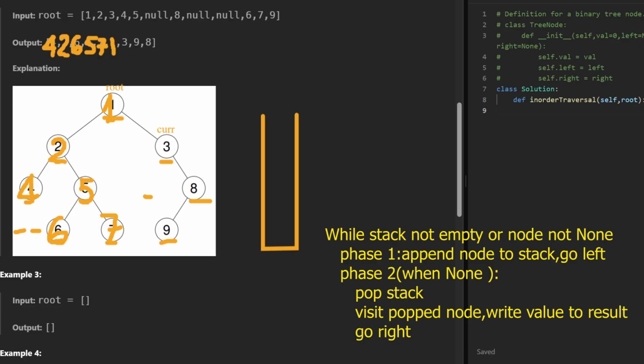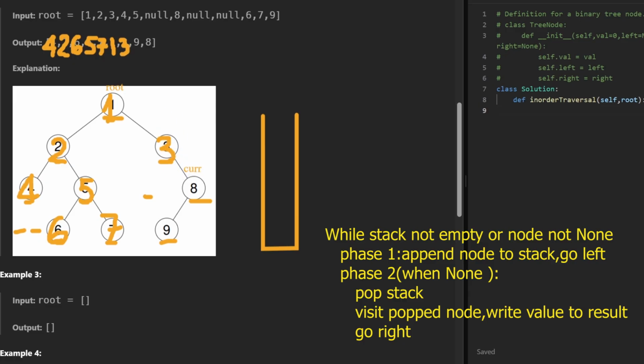Repeat the two-phase process. Phase 1. Append node value 3 to the stack before moving curve left. Curve is none, no left, so skip phase 1. Phase 2. Pop the stack and point curve to the popped node 3. Write value 3 to the result and move curve right.